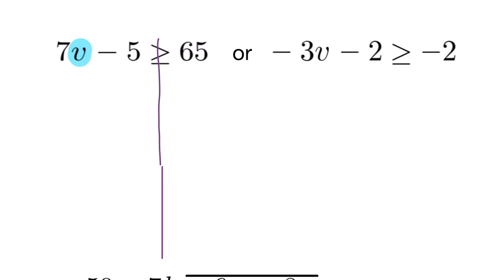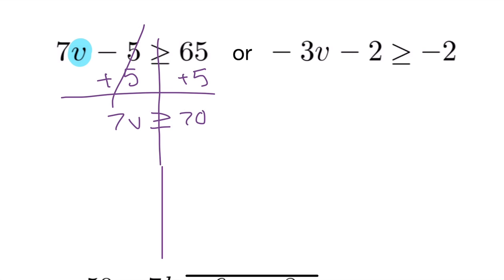Okay, so we're going to add or subtract first, just like we always do. So plus 5 to both sides. All right, so that's going to leave me with these getting canceled out. We have 7v is greater than or equal to 65 plus 5 is going to be 70.